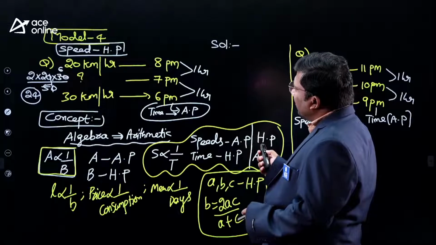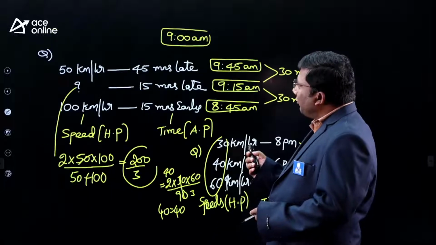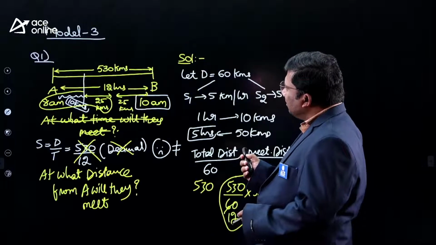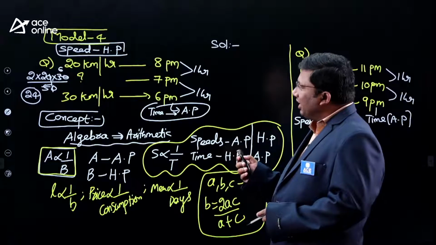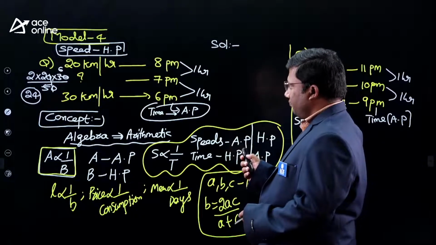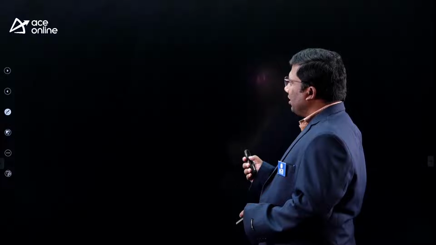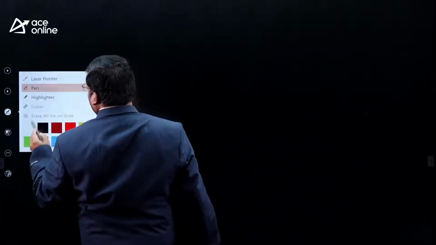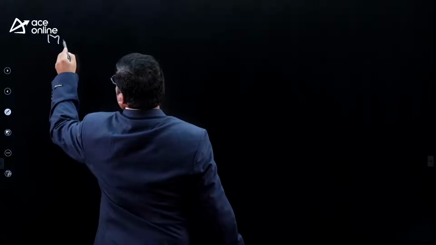So, how many models we discussed? Model 4. Model 5. Write down, sir. Model 5. Our entire agenda is to discuss as many models as possible. Model 5.